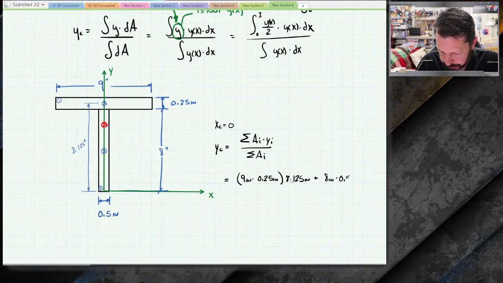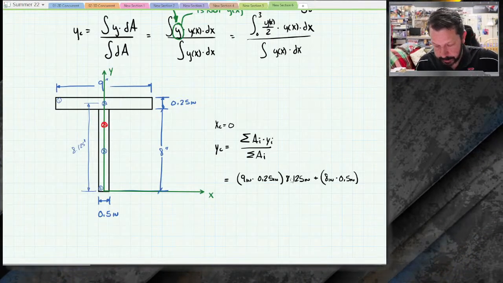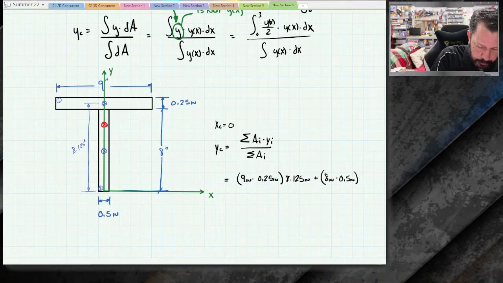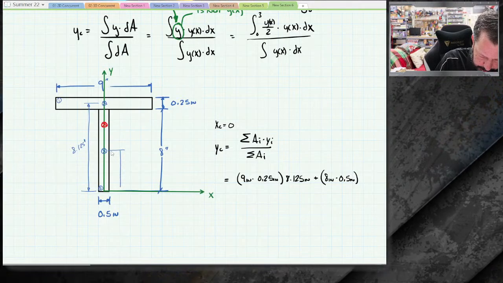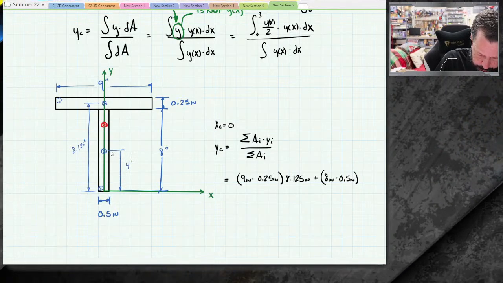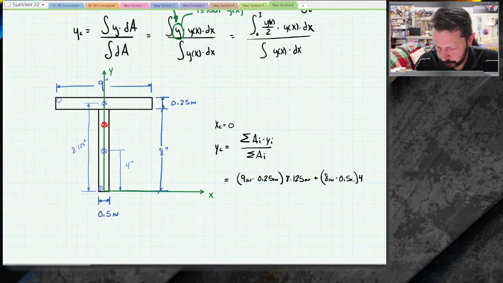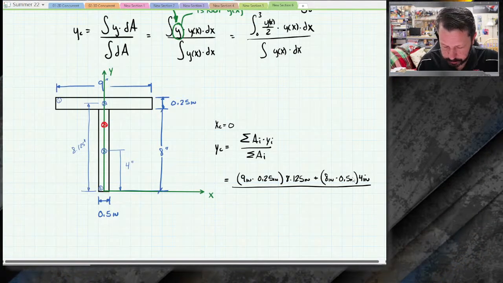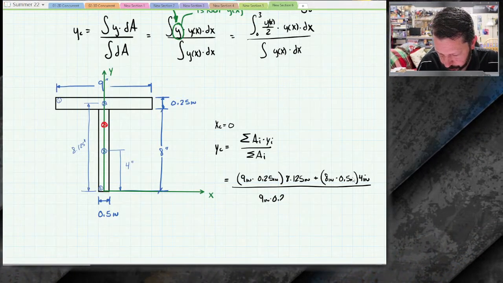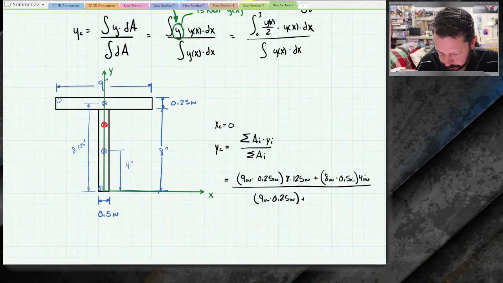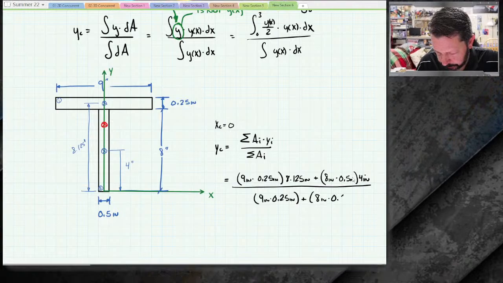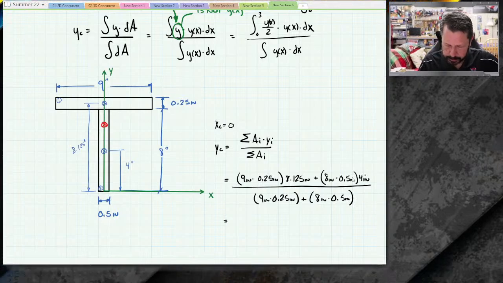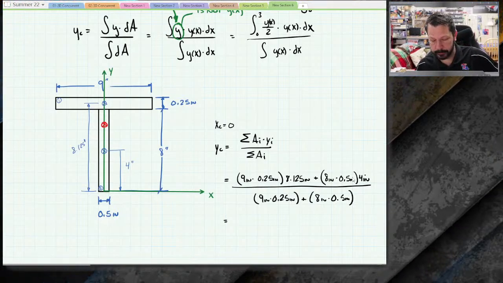by a 1/2 inch wide. And that's the area for part 2, the stem. The Y for part 2 is this distance all the way down to the x-axis. So that's 4 inches. So multiply that times 4 inches. And then the denominator is just the total area. So it would be 9 inches times 1/4 inch plus 8 inches times a 1/2 inch. And whatever the math comes out to be would give us our location for y sub c.